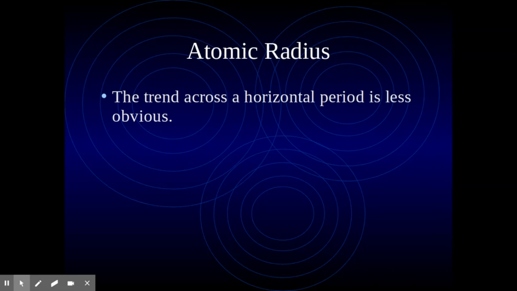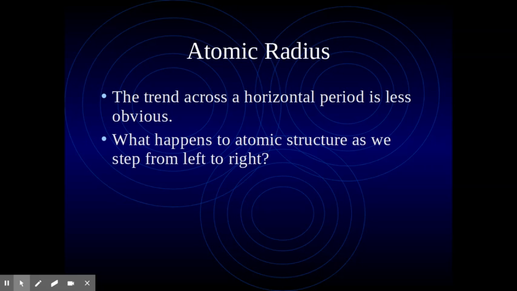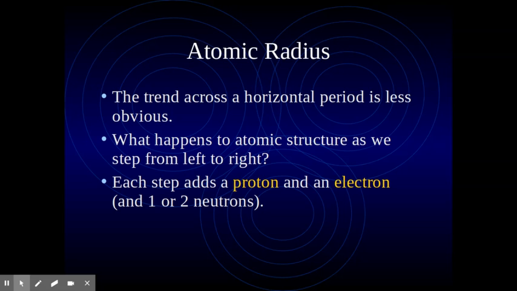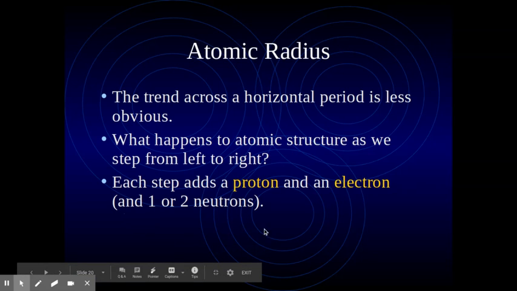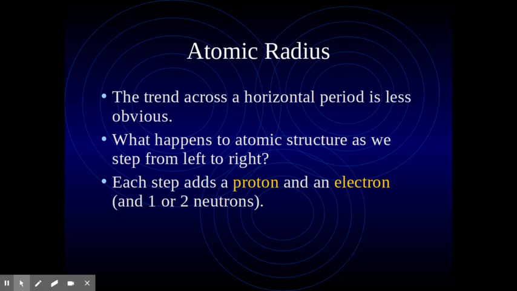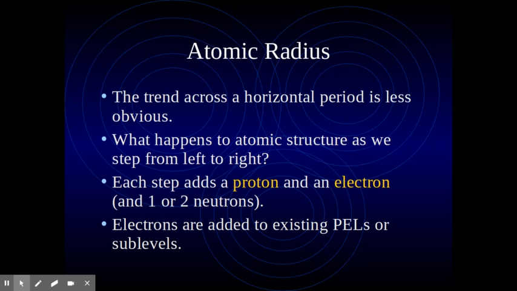Now, what about going across horizontally? This is a little trickier, a little less obvious. What happens to the atomic structure as we go from left to right? So let's take a look at that. For each step you go from left to right, you're adding a proton, right? And an electron. Now, you're adding the proton to the nucleus, the electron to the electron cloud.